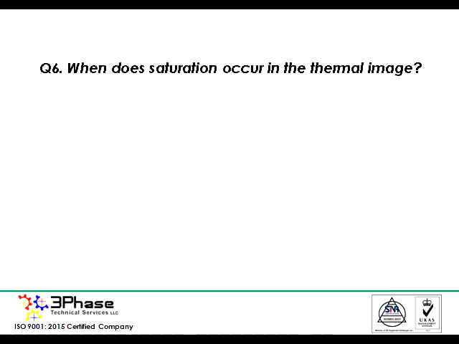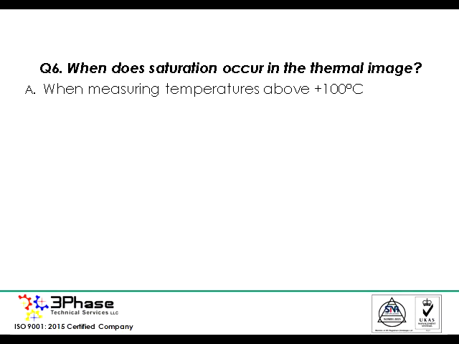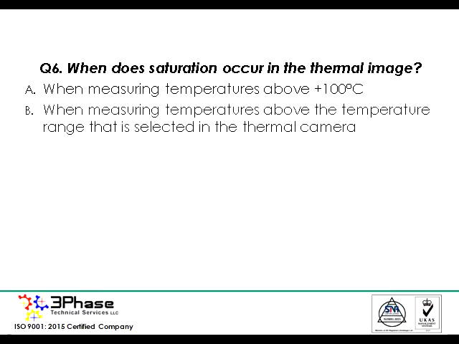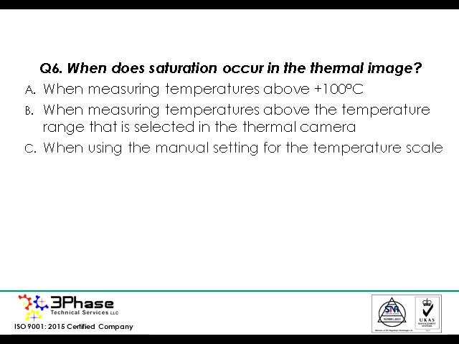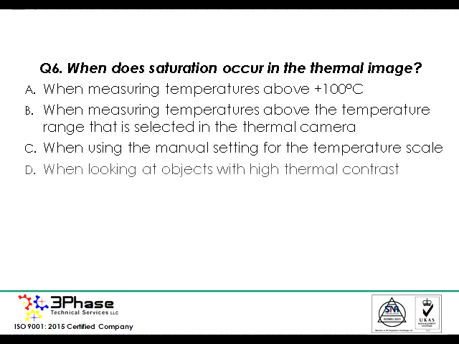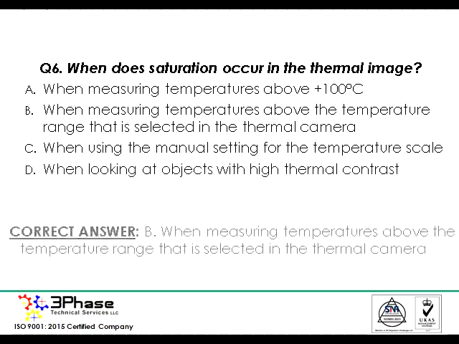Question number 6. When does saturation occur in the thermal image? A. When measuring temperature above plus 100 degrees centigrade. B. When measuring temperatures above the temperature range that is selected in the thermal camera. C. When using the manual setting for the temperature scale. D. When looking at objects with high thermal contrast. Correct answer is B. When measuring temperatures above the temperature range that is selected in the thermal camera.